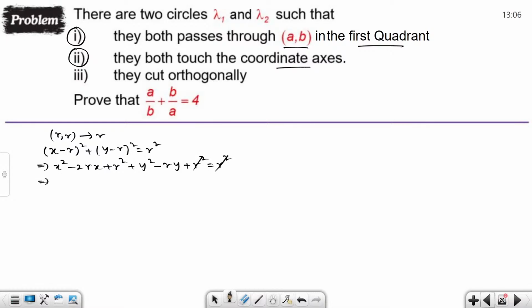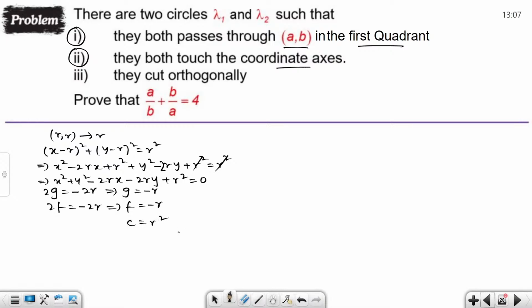this goes off. So we are left with x square plus y square minus 2rx minus 2ry plus r square is 0. Am I correct? Therefore, in this case, what is our g? 2g is minus 2r, which implies g is basically minus r. Similarly, 2f is minus 2r implies f is minus r again. Is it clear? And your c is nothing but r square.